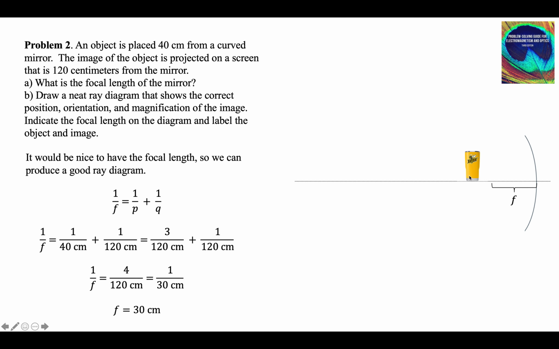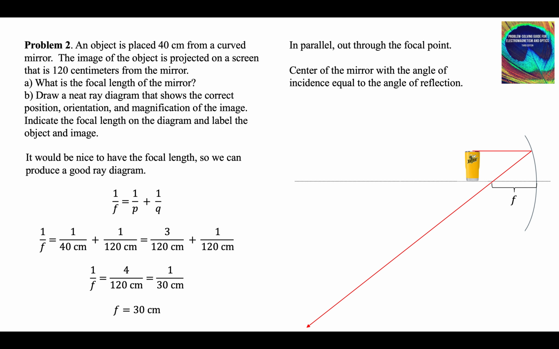Now we can start drawing rays: in parallel, out through the focal point. Then the center of the mirror reflects. Angle of incidence is equal to the angle of reflection. And they meet somewhere down here, and that is the position of the top of the image.